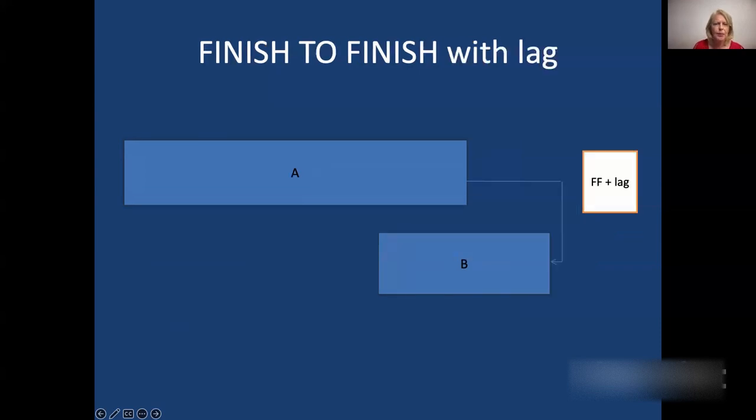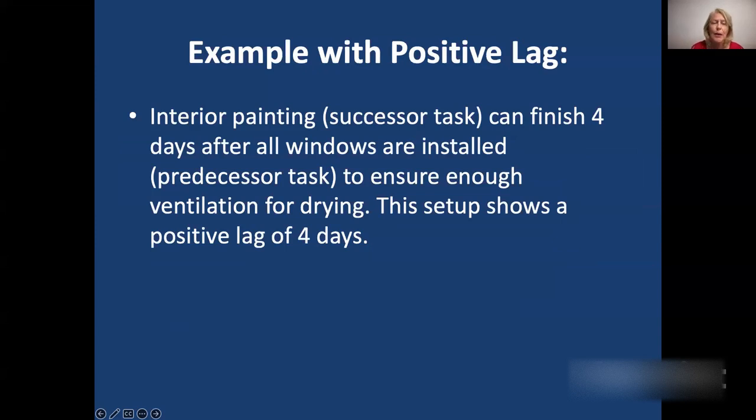And let's look at an example of a finish to finish with lag. So now this is a case where B can finish a little after A has finished. An example of this is where your interior painting, which is your successor task, can finish, say, 4 days after all the windows have been installed, which is your predecessor task, to ensure enough ventilation for drying. So there's always some reason why you would delay a task. This, of course, would delay the schedule if these tasks are on the critical path. And this is an example of a finish to finish relationship with a positive lag of 4 days.